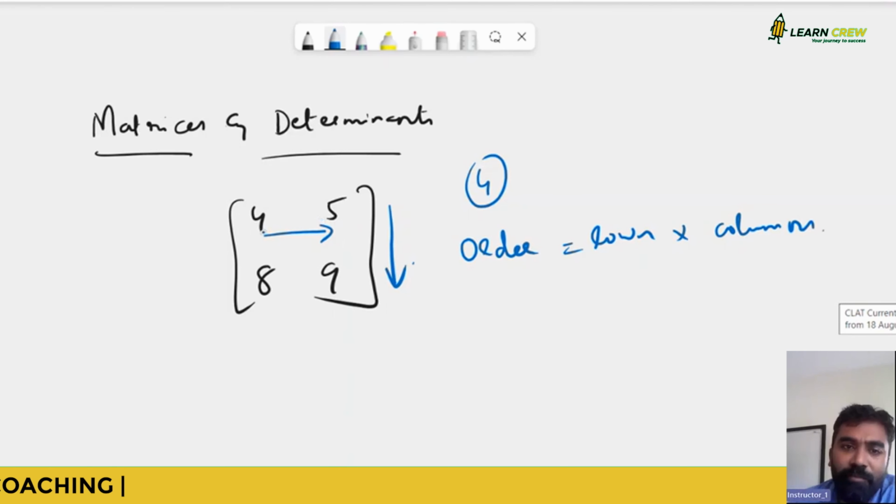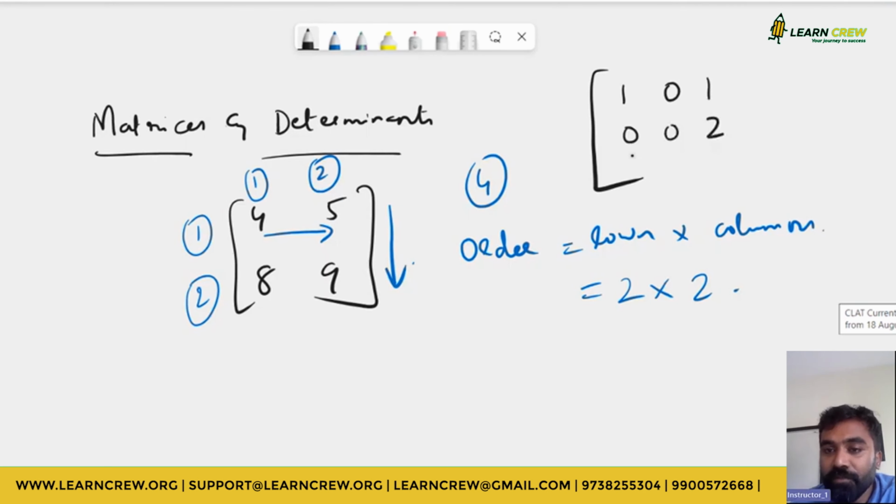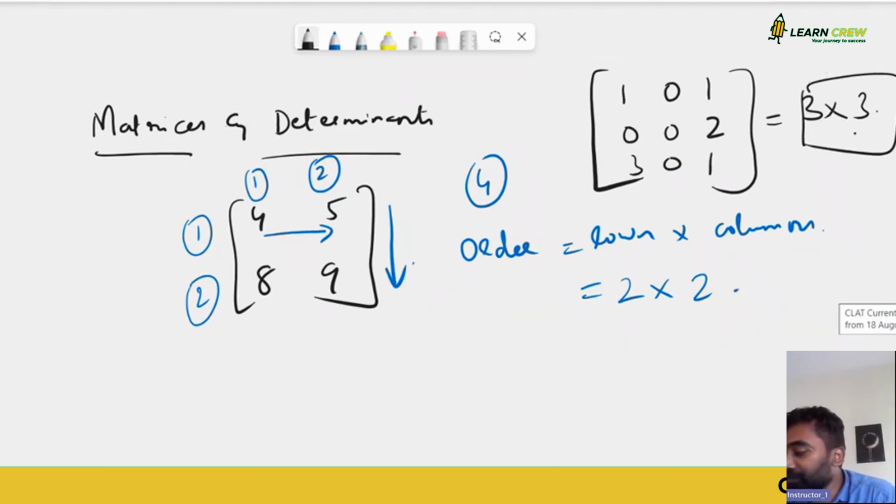The number of rows you have is row number 1 and row number 2, and the number of columns you have is column number 1 and column number 2. The order of the matrix is going to be 2 cross 2. If I give something like this: 1 0 1, 0 0 2, 3 0 1, what is the order of the matrix here? How many rows do we have? 3 cross 3. This is going to be the order of the matrix.